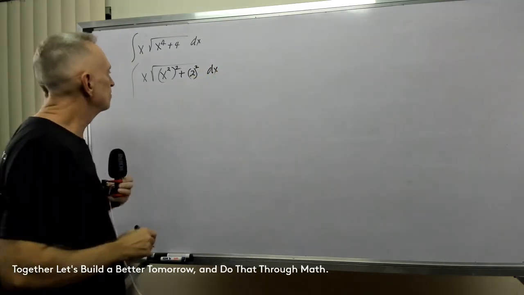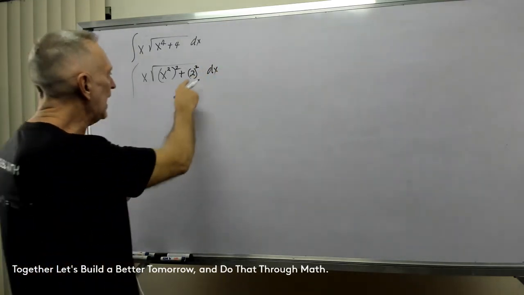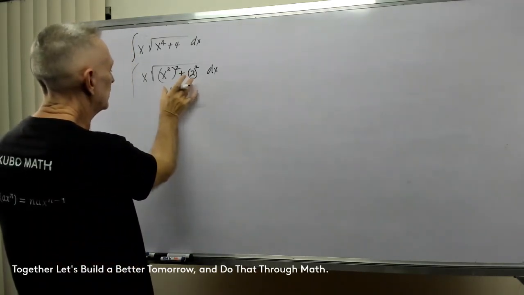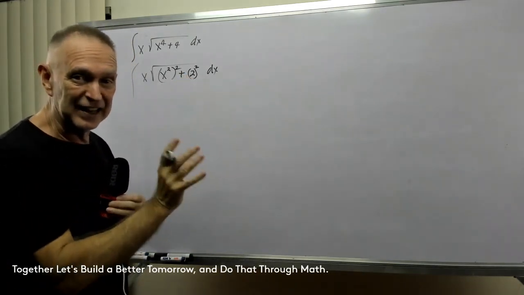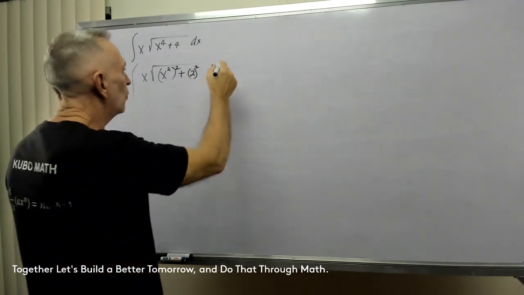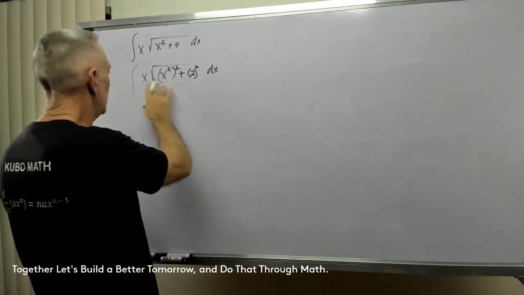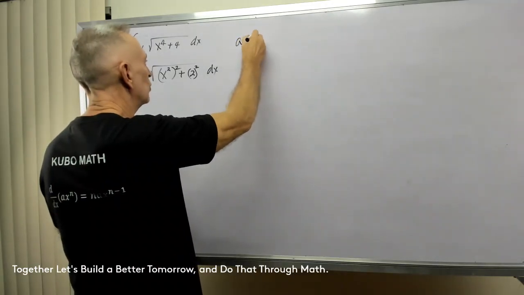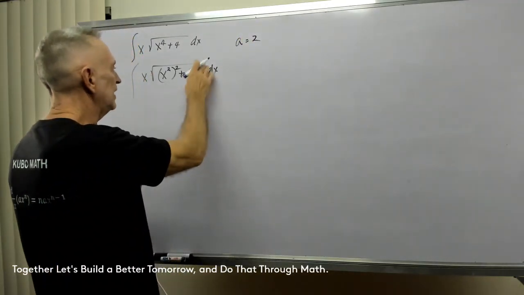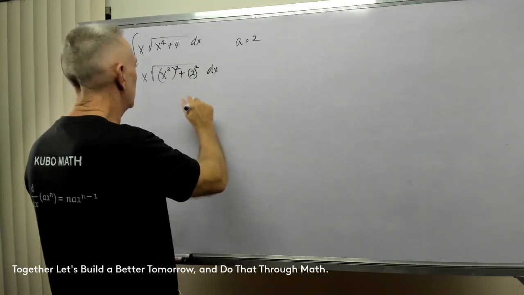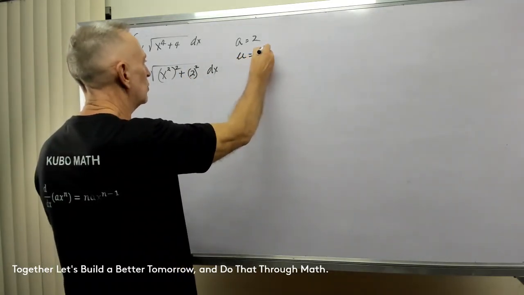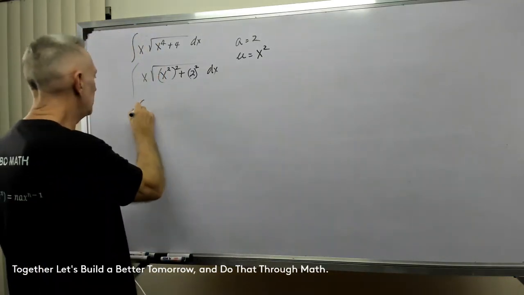dx. Okay, recall the formulas now. If we're looking at this, this looks a lot like tangent. So if we manipulate this, we can get rid of this x. Let's let a equal 2, so we have a squared. Let's let u equal x squared. And now let's rewrite this integral.